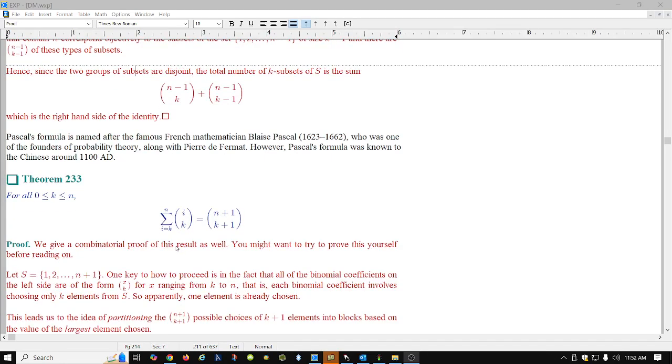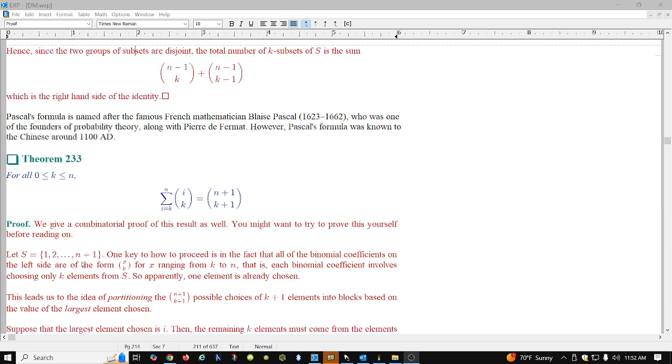Here's another interesting formula. It says that for k between 0 and n, n plus 1 choose k plus 1 is the sum of i choose k as i ranges from k to n. Now, it wouldn't hurt, if you were up to it, to try to see if you can find your own combinatorial proof of this. Frankly, the algebraic proof looks like it might be quite difficult. So let's go to the combinatorial proof.